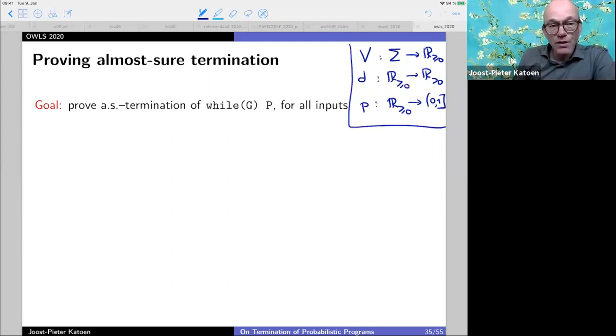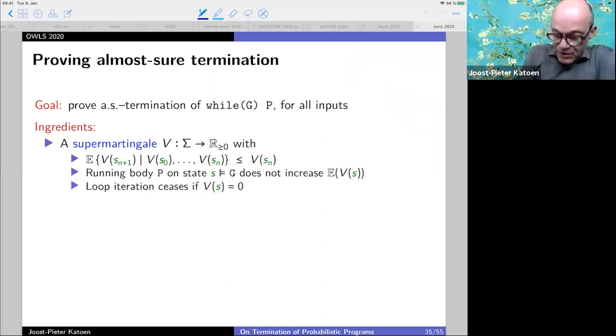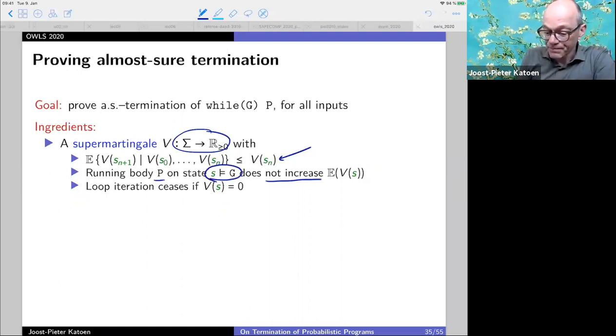Okay, so the martingale is this function I mentioned before. It's a super martingale, which is the property we have seen before. And it means if you run the body on a state satisfying the guard, this does not increase the expected value. And we determine the loop to be terminating if the value reaches 0, which is the smallest value in my codomain, the non-negative reals.